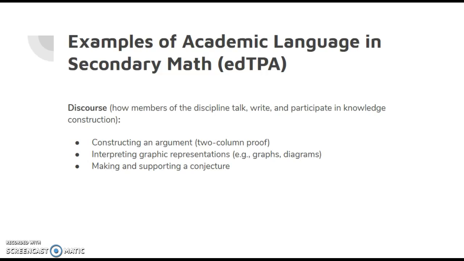The next example, as mentioned earlier, in language demands is discourse, which is how members of the discipline talk, write, and participate in knowledge construction. Three examples are constructing an argument, for example, a two-column proof that would be used in a geometry class; interpreting graphic representations, i.e. graphs, diagrams, scatter plots, etc.; and making and supporting a conjecture, as students do with theorems and other things like that in higher level courses such as calculus.